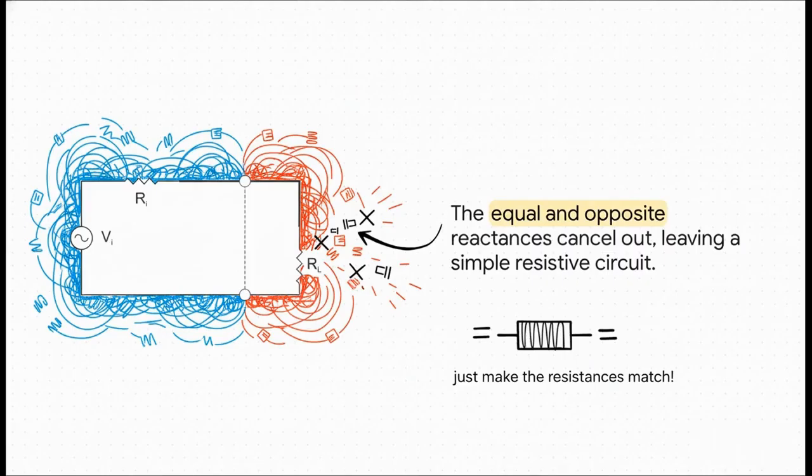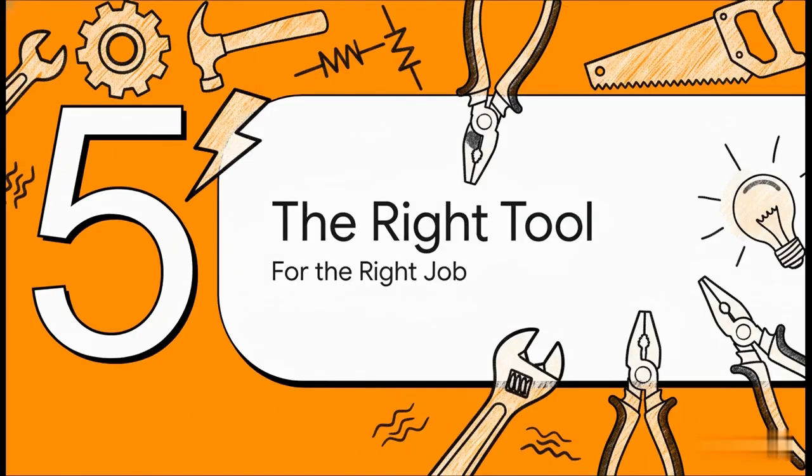Because the inductive reactance of the source and the capacitive reactance of the load are equal and opposite, they fight each other to a standstill. They completely cancel each other out in the overall circuit. They just vanish, leaving us with a purely resistive circuit. And hey, we already know how to solve that one. Just make the resistances match. It's so elegant. So let's bring this all together.